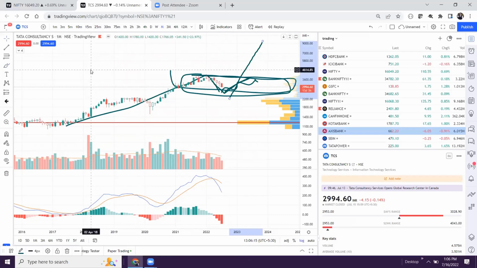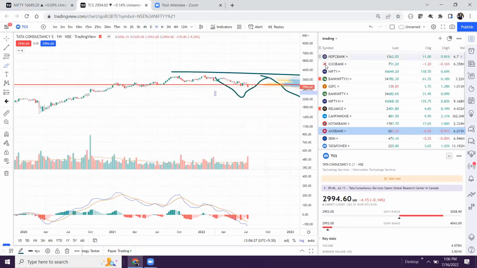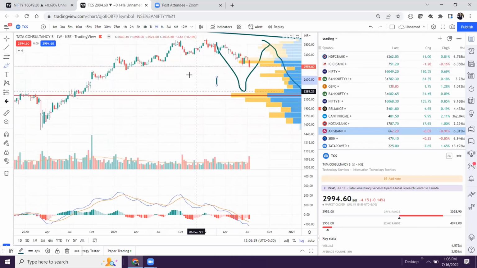I mean, after 2-3 years it can again touch this also. But then again it will fall, because correction is always 3 waves. Like we have already seen, correction is always 3 waves.